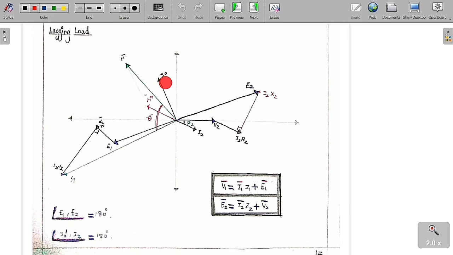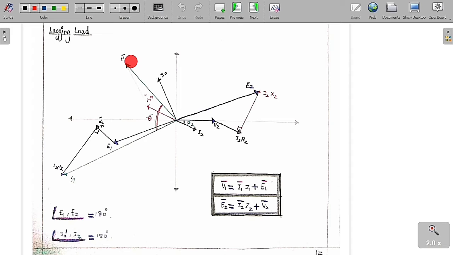And because of that, this is the current I2, and I2 and I2 dash are always opposite of each other. They have a phase difference of 180 degrees. So I2 dash and I0 together give us I1. So this is the value of I1. I2 dash and I0 resultant is nothing but I1. Therefore, this is the value of the current I1.